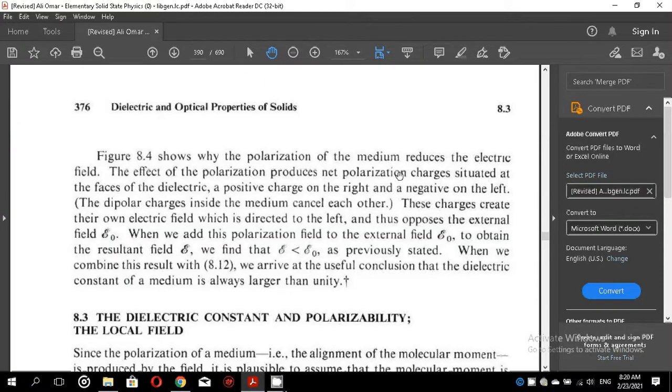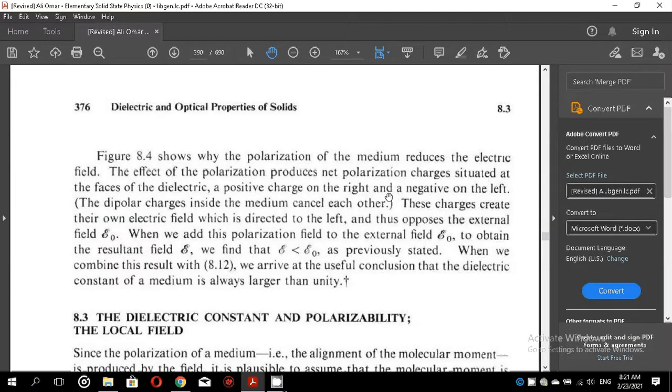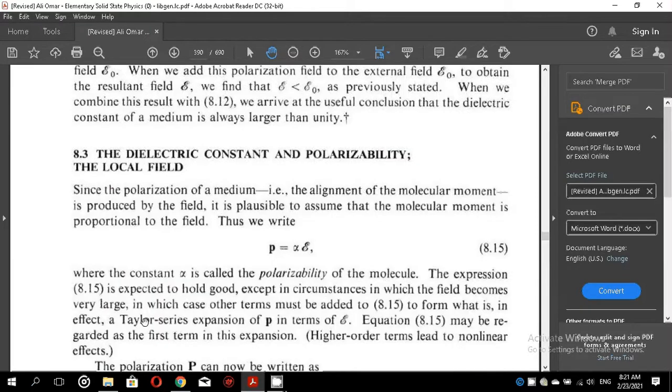Figure 8.4 here shows why the polarization of the medium reduces the electric field. The effect of the polarization produces net polarization charges situated at the faces of the dielectric, a positive charge on the right and a negative charge on the left. Okay, so you can go through the rest of this paragraph. But let me move on to the next topic.